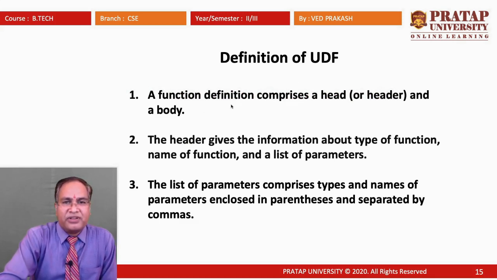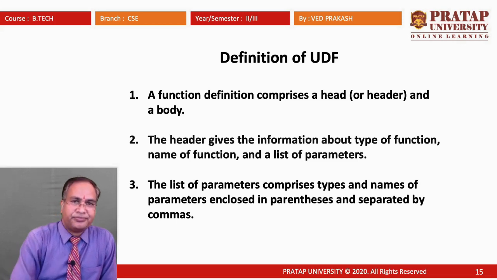A function definition comprises a head and a body. Next, the header gives the information about the type of function, name of function, and list of the parameters. The list of parameters comprises the types and names of the parameters, enclosed in parentheses and separated by commas.